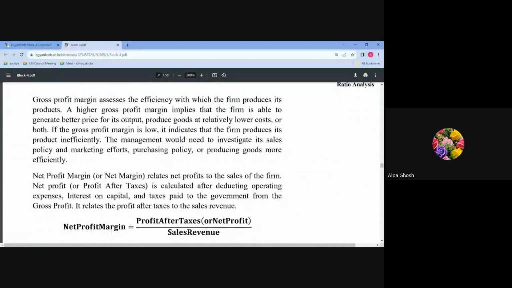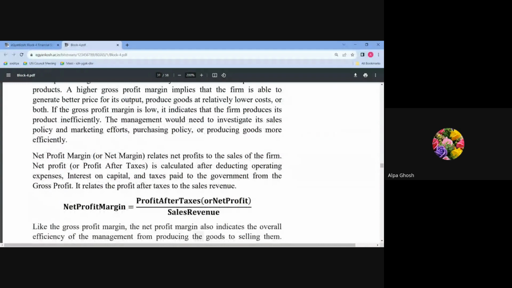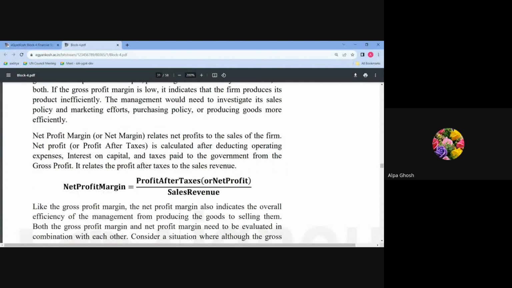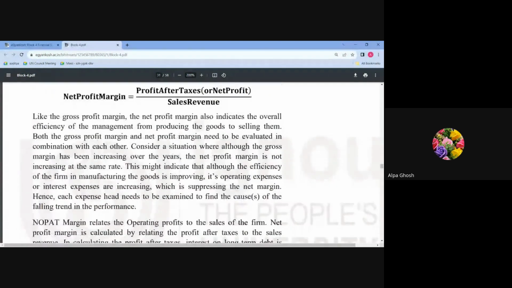Next, we have net profit. So in place of gross profit margin, we are going to take net profit margin. Net profit margin is profit after taxes. In gross profit, we do not deduct tax. So in net profit, it is profit after taxes, or what we say net profit, and then it is divided by sales revenue.